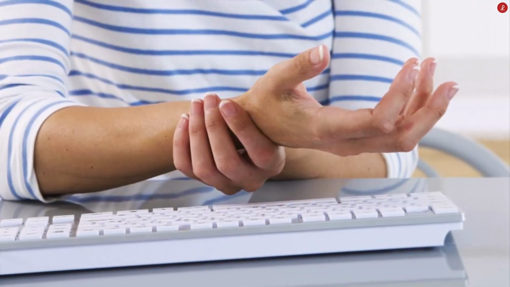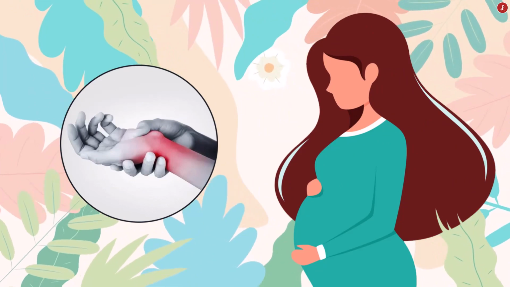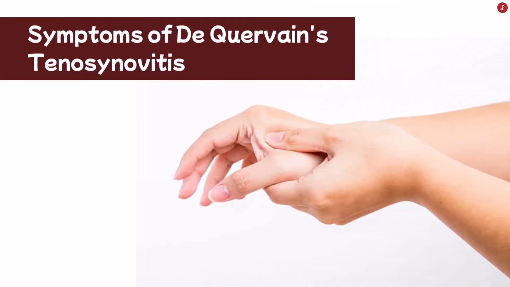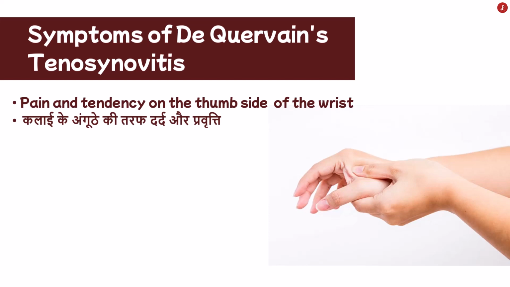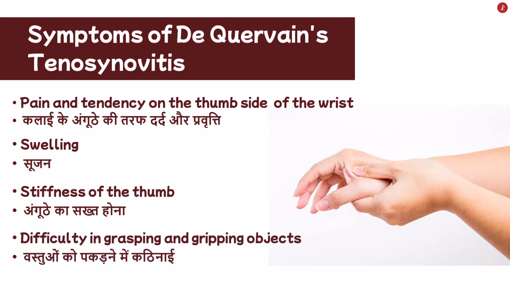So DeQuervain's tenosynovitis is often caused by overuse or repetitive strain of the thumb. Such activities involve gripping, grasping, pinching, any fine work, painting. All this work becomes very, very difficult. And many ladies who have delivered babies, during their nursing and all, develop this problem very often. So symptoms of DeQuervain's tenosynovitis include pain and tenderness on the thumb side of the wrist, swelling and stiffness of the thumb, and difficulty in grasping and gripping objects.